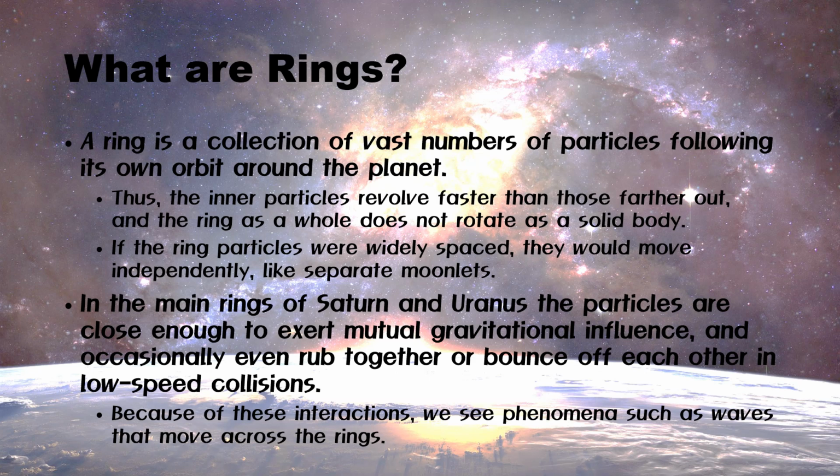In the main rings of Saturn and Uranus, the particles are actually close enough to exert mutual gravitational influence, and they occasionally even rub together or bounce off each other in low-speed collisions. Because of these interactions, we see phenomena such as waves that can move across the rings because, again, of the density of the particles in those ring systems.